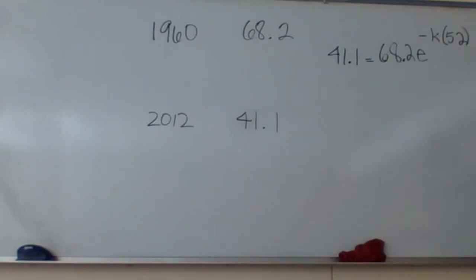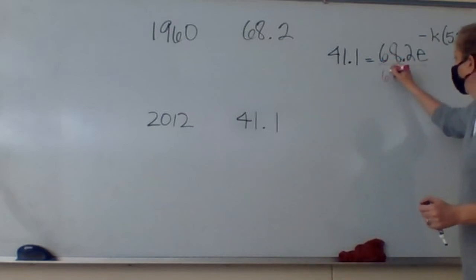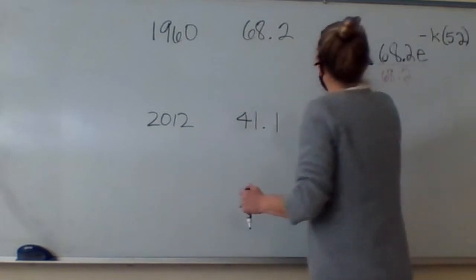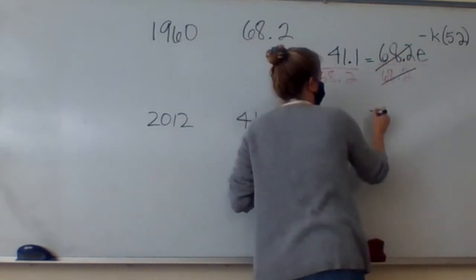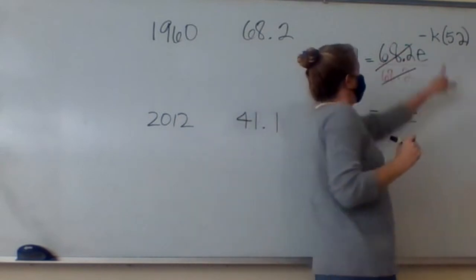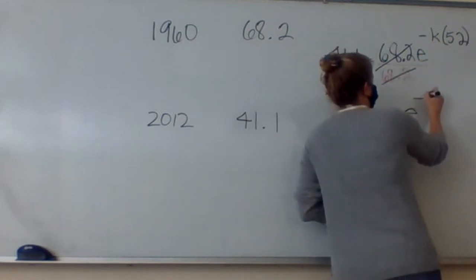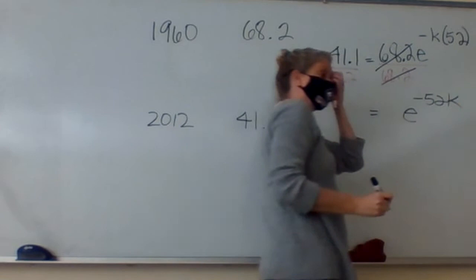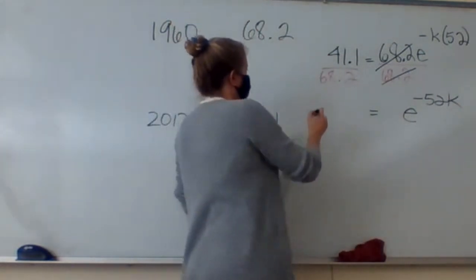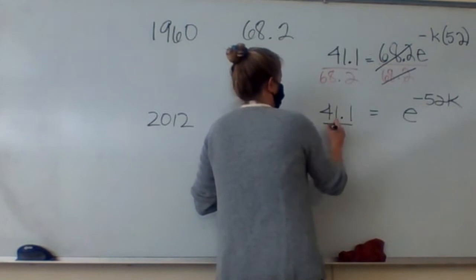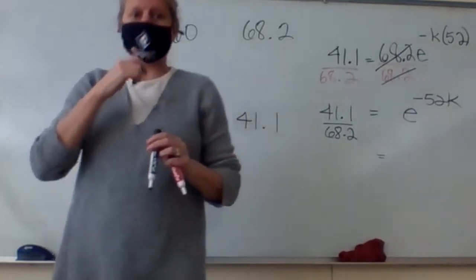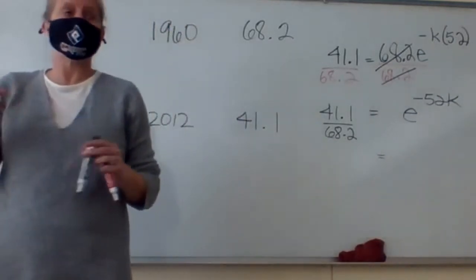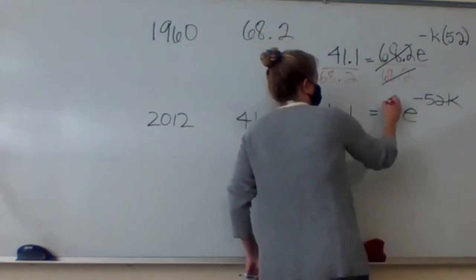So now let's see what we have. We're solving for k. So the first thing I'm going to do is get rid of this 68.2. So I will divide both sides by 68.2. Get rid of that. So now I have e, let's see, negative k times 52. This gives me negative 52k equals 41.1 over 68.2. Now, to get the k out of the exponent, or to bring that whole exponent down, I'm going to log both sides, which actually means I'm going to ln, since it's an e.